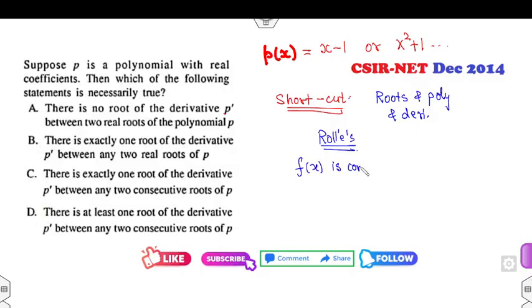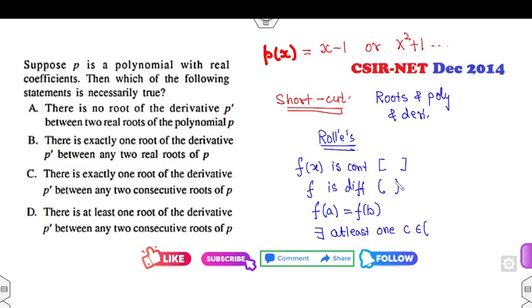If f is continuous on the closed interval, and f is differentiable in the open interval such that f of a and f of b are the same, then there exists at least one c in that open interval, say a comma b, such that p dash of c is equal to 0. What does it mean? How can you interpret this? That means c is the root of p dash, and that's what the question suggests to you.